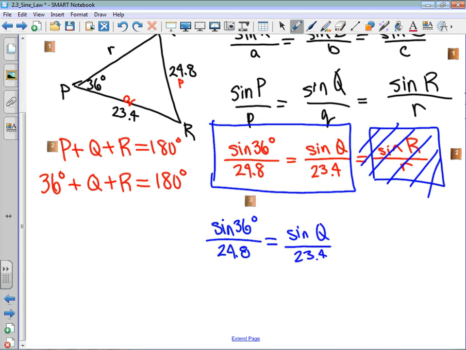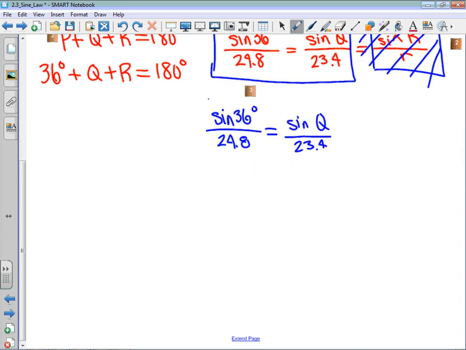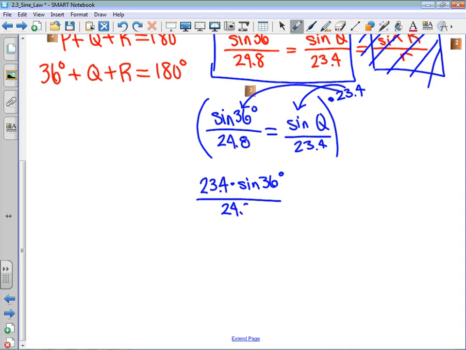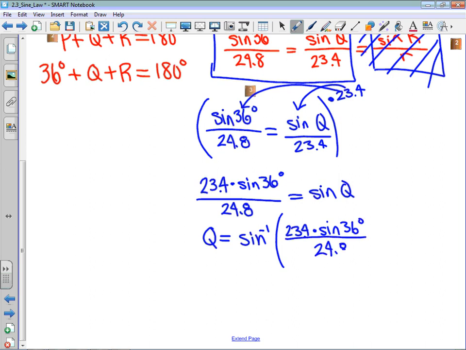To solve this, I need to eliminate the fraction, or isolate sine Q, and I'm going to do that by multiplying the entire equation by 23.4. That has to distribute onto both sides. I get 23.4 times the sine of 36 degrees divided by 24.8 is equal to the sine of Q, because the 23.4's cancel. And then the last step here is to recognize that that means that angle Q is the inverse sine of 23.4 times the sine of 36 degrees, all divided by 24.8. And that we need to plug into our calculator.